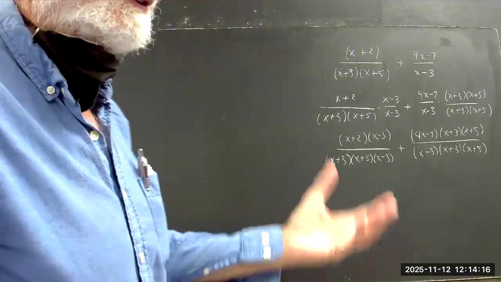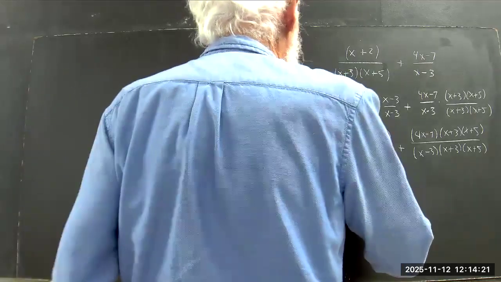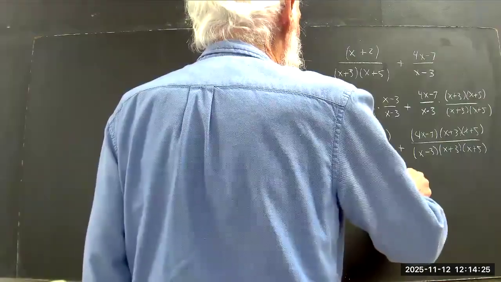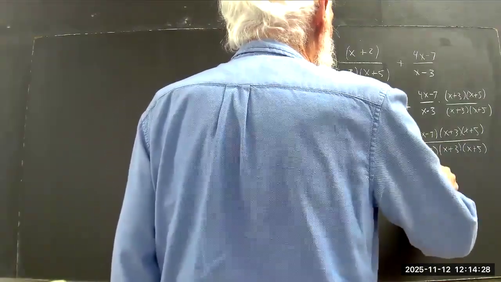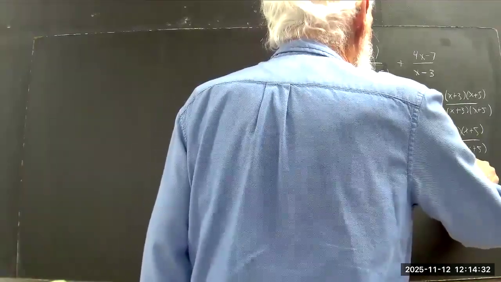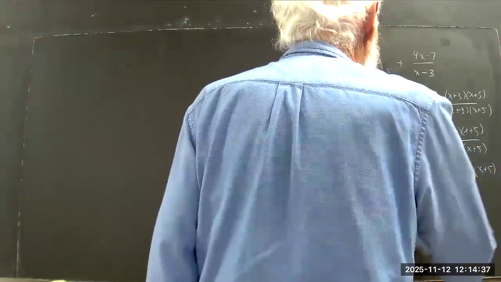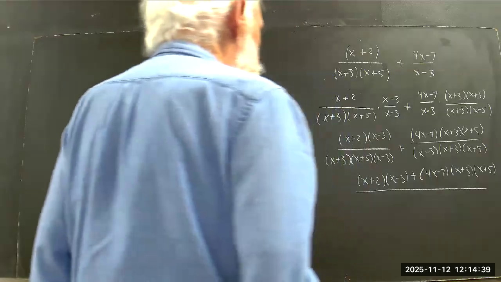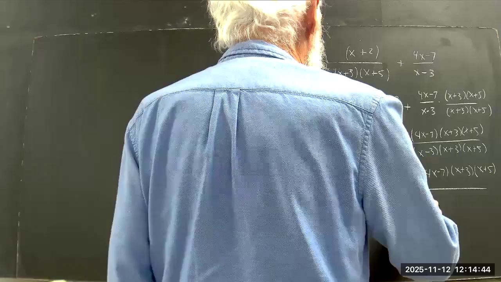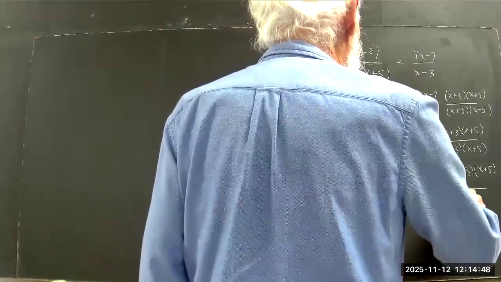And it gets kind of long, but it's easy enough to write it out. Get a writer's cramp after a while. But again, we have x plus 2 times x minus 3 plus 4x minus 7 multiplied by x plus 3 multiplied by x plus 5 over the common denominator, which I'll write as x plus 3 times x plus 5 times x minus 3.